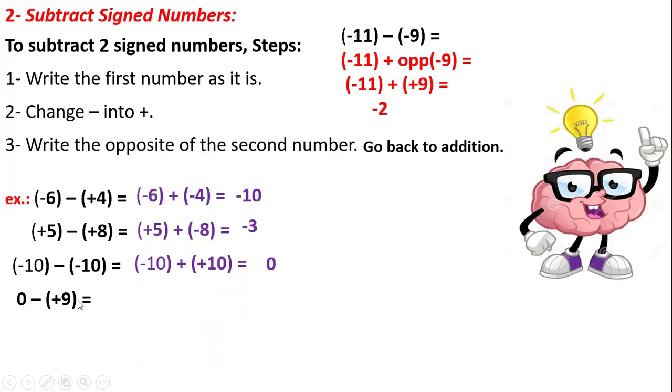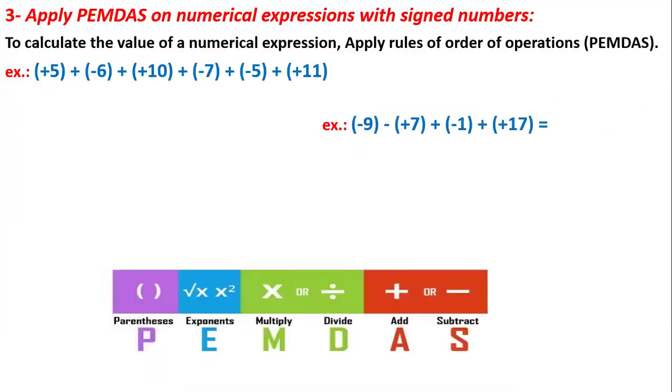0 minus positive 9. Since I have minus, I should follow steps. So I write 0 plus. The opposite of 9 is negative 9. So if I'm adding any number to 0, it gives me the number itself, minus 9.